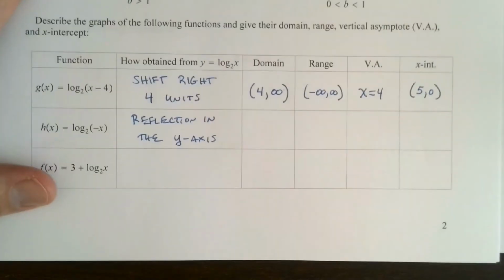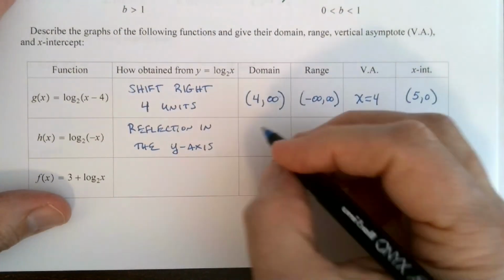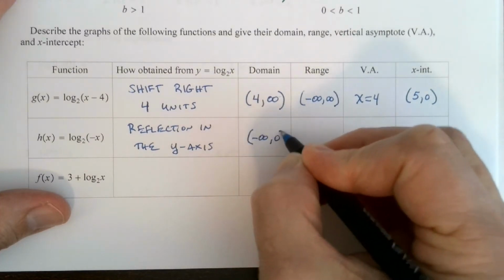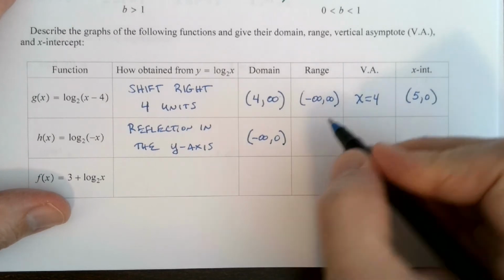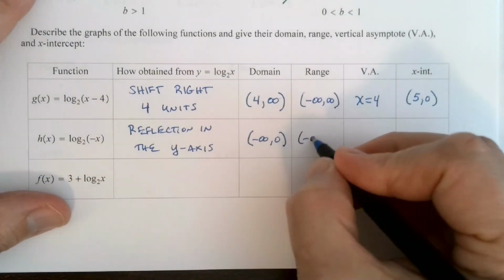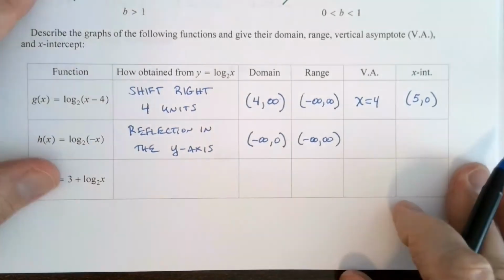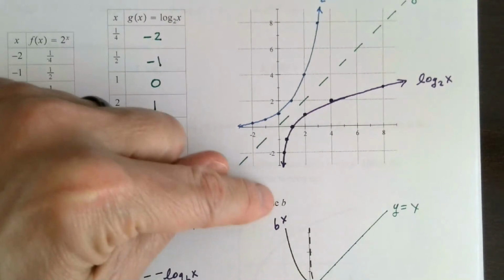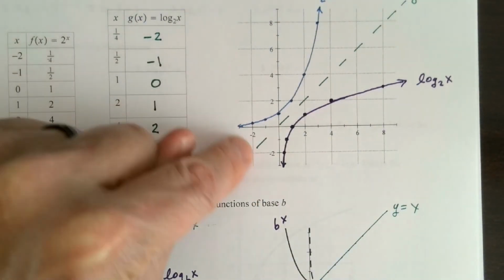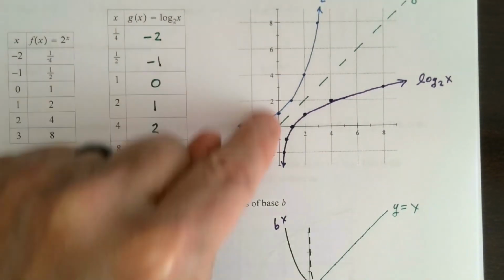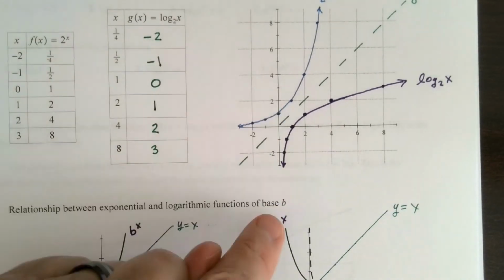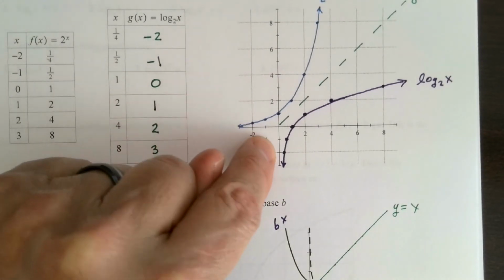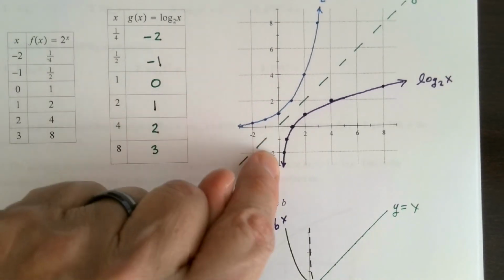So how's that going to affect things? The domain was everything greater than 0. Now reflecting about the y-axis, it's everything less than 0. The range was all real numbers. Well, reflecting in the y-axis does not affect that. We're still all real numbers. The range is still going to positive infinity this way and down to negative infinity as we approach this vertical asymptote, which, notice, hasn't changed. It's still x equals 0. We're just approaching it from the negative side here.